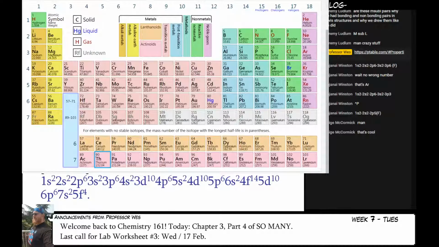I unfortunately can't write on this screen because it's a web page. But the period number will correspond to S and P. For D, you're going to have one lower than the period number. So this would be 3D, 4D, 5D, etc. And then for F, it's 2 lower. So instead of 6, it'd be 4. And then instead of 7, it'd be 5.